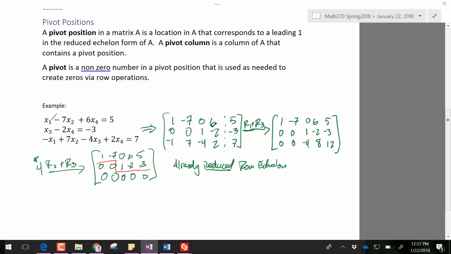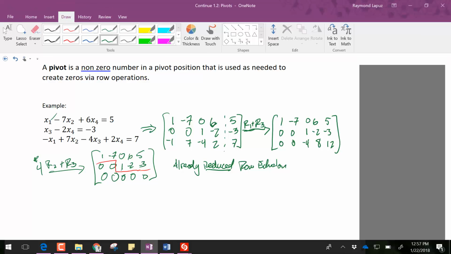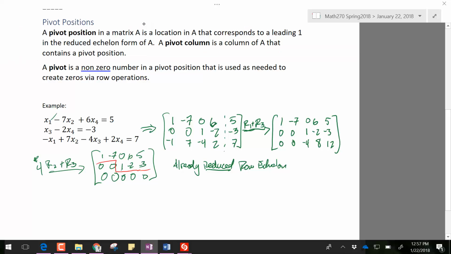Now, a pivot position in a matrix is a location in A that corresponds to a leading 1 in the reduced row echelon form. So how many leading 1s do we have? We have a pivot in these two positions. So the pivot is a non-zero number in a pivot position that's used as needed to create zeros. So those are our pivots.